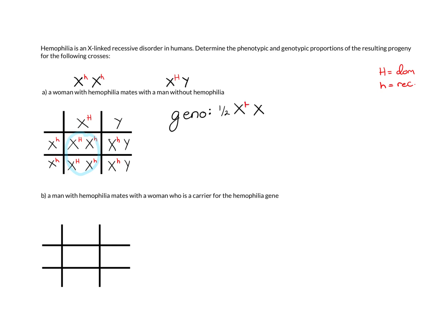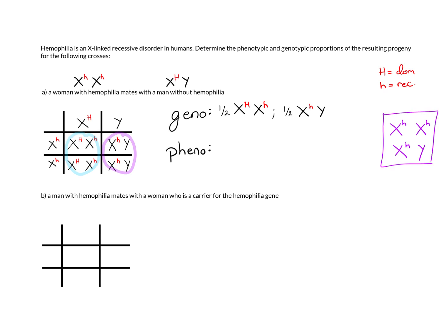of which will be female, and the other half of the progeny will have this genotype, 100% of which will be male. As for the phenotypes, again, we know that this is a recessive disorder, and so for a female to be affected by the disorder, she will need to have two recessive alleles, one on each of her X chromosomes, while a male who only has one X chromosome will only need one recessive allele to be affected.